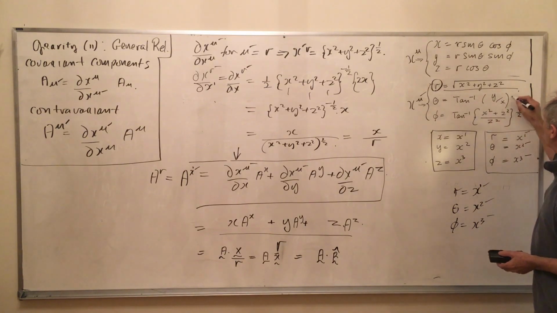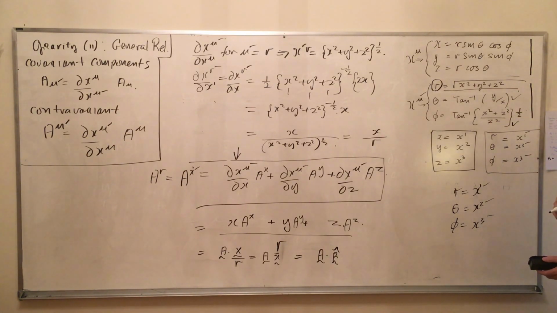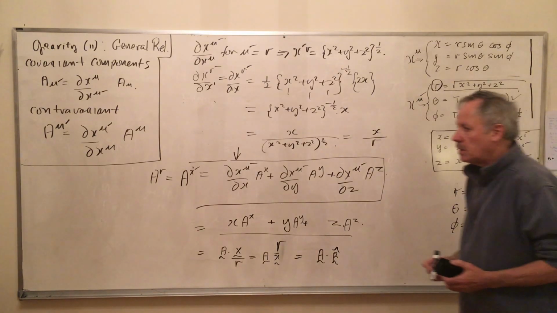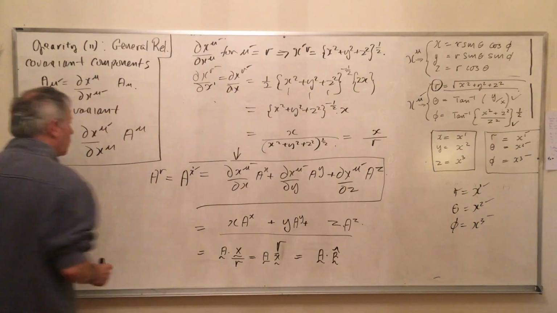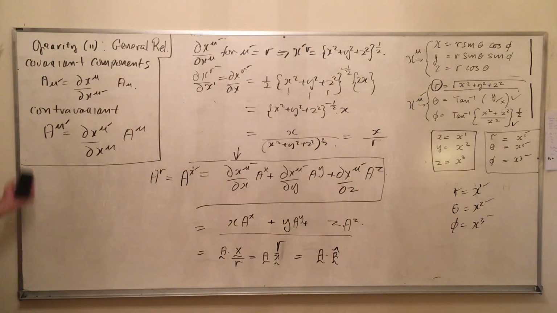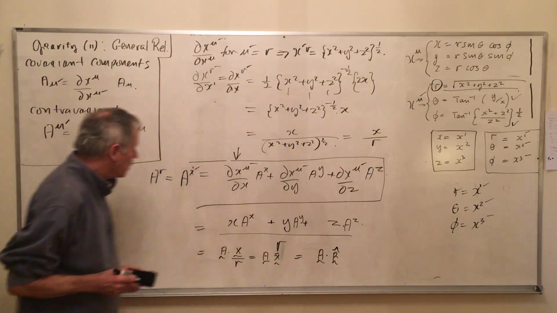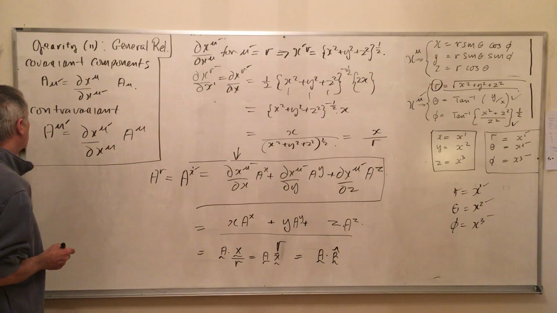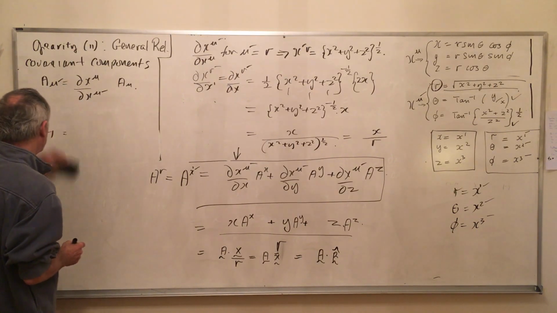Now the other ones are a little bit more complicated, and I wouldn't have time to do them in this video. It'll be a similar situation. I want to do an example using covariant components. Covariant, okay. I'll let you get a hold of that. That was a contravariant case.